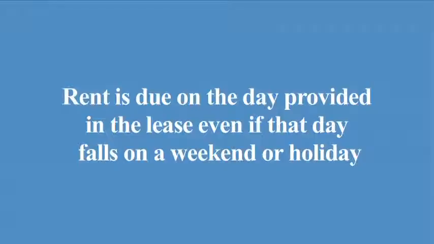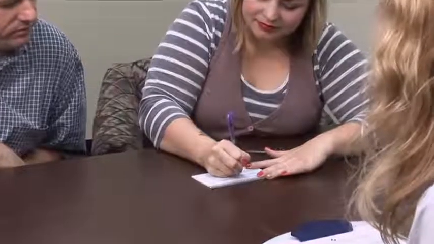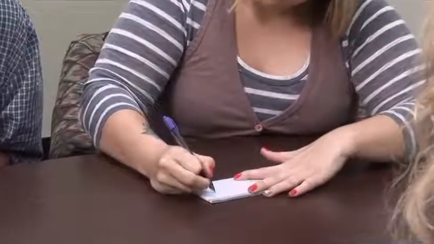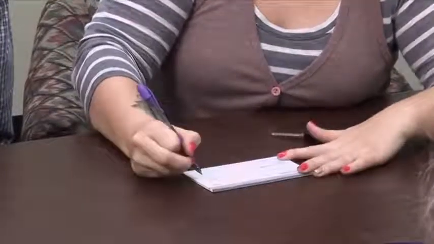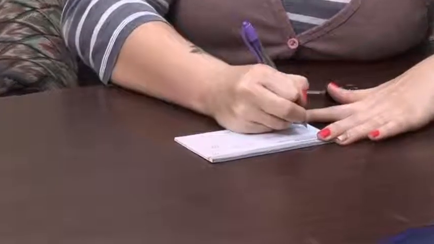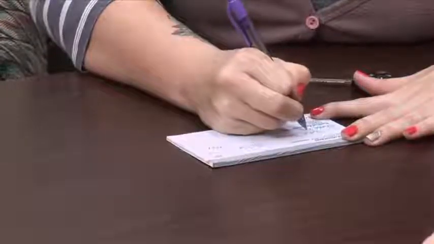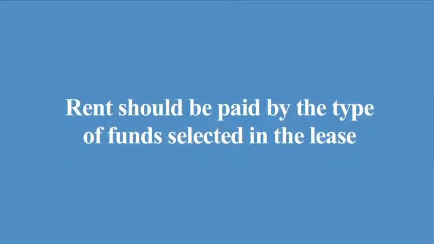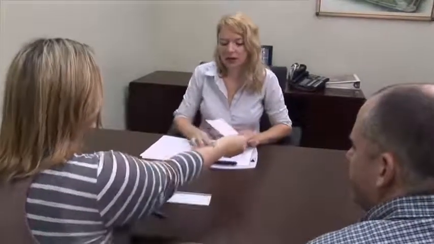Paragraph 5. Rent. This paragraph identifies the monthly rent, the date rent is due, the place of payment, and the method of payment. Rent is due on the day provided in the lease, even if that day falls on a weekend or holiday. A delay in the mail will not excuse the tenant's obligation to pay rent on time. Remember that strict compliance with the due date is required. This paragraph also identifies to whom payment should be made and the place of payment. Rent should be paid by the type of funds selected in the lease, which include cashier's check, electronic payment, money order, personal check, or other forms acceptable to the landlord. The tenant should not pay the rent in cash unless otherwise agreed.